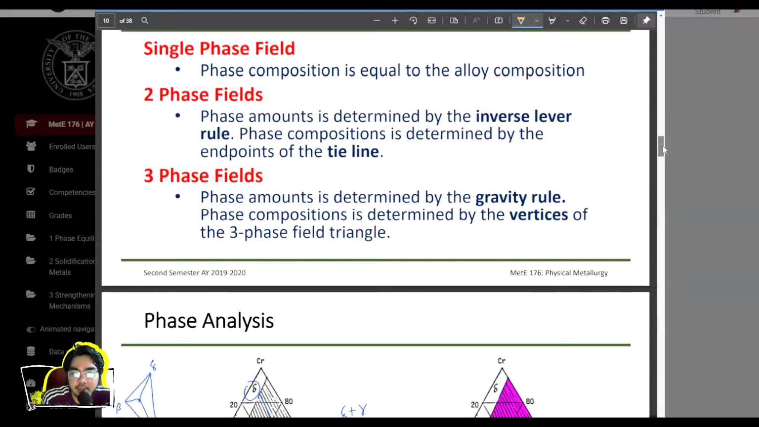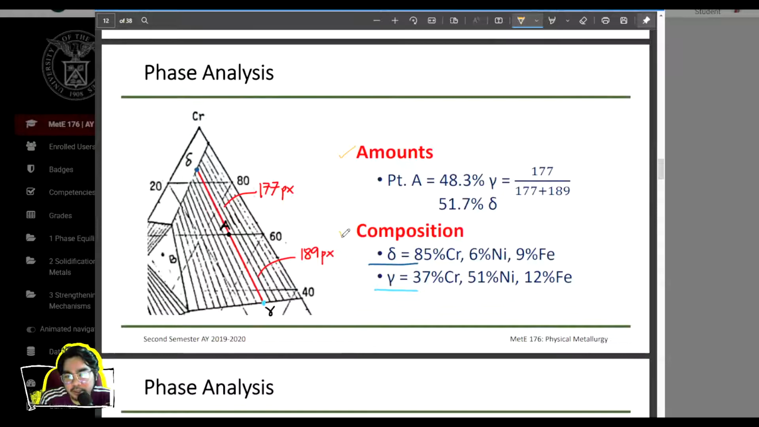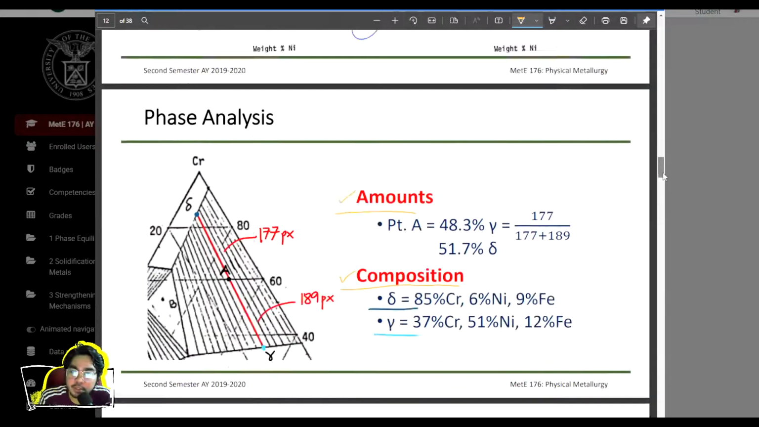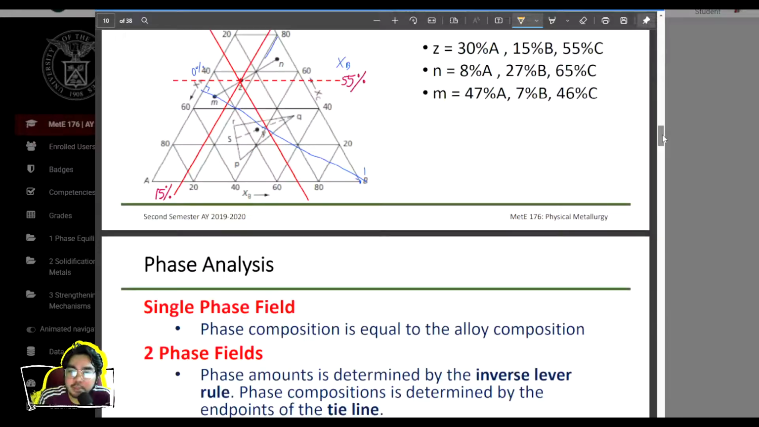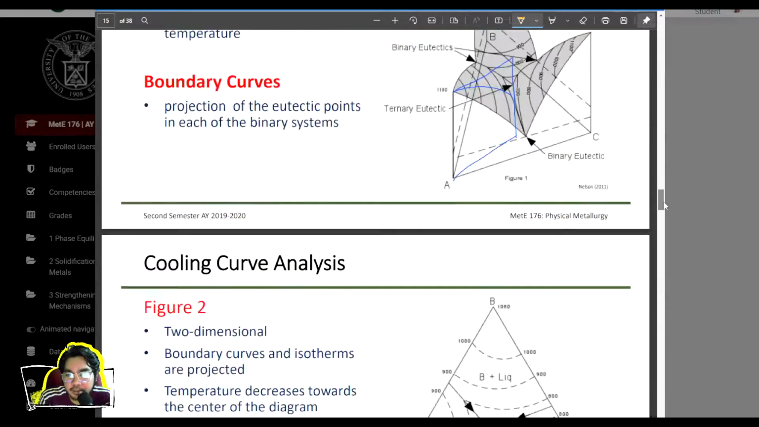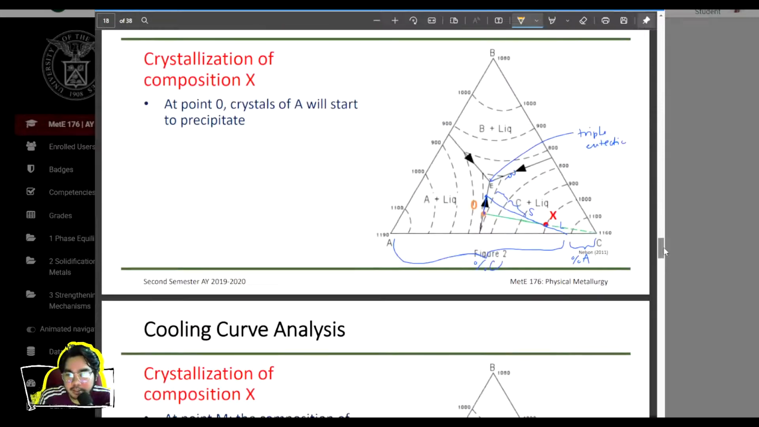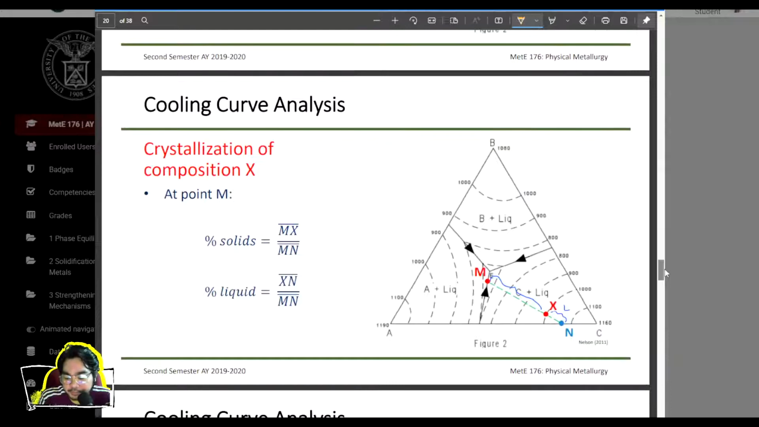And by the way, class, kailangan i-differentiate talaga ng dalawang to. Pag sinabing amounts, it's different from composition. Composition pala yung term na hinanap ko. So ito, again, for composition to, tapos amounts, usually we use either gravity rule or tie lines. Okay? Sana mas malinaw 'yon. Kung may follow-up, okay lang.